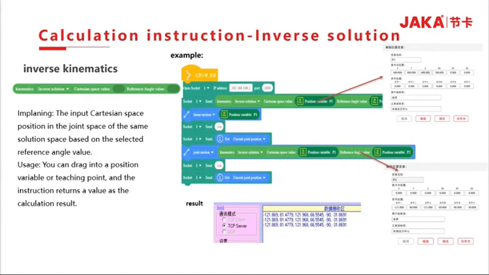Kinematics inverse solution instruction. Calculate the input Cartesian space position according to the selected reference angular value and the joint space coordinates corresponding to each other in the same solution space. We manually enter the Cartesian space position in P1 and manually enter the joint space position in P2, which is a position of our reference point. The socket sends the result of the inverse solution. The parameters of the inverse solution are P variables. The reference point is P2.